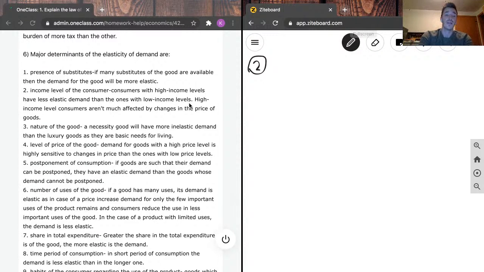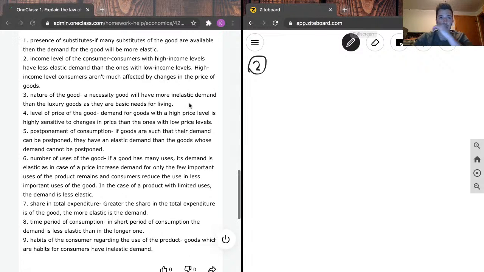They said that the major determinants of the elasticity of demand are, first, the presence of substitutes. If many substitutes of the good are available, then the demand for the good will be more elastic. Two, the income level of the consumer. Consumers with high income levels have less elastic demand than the ones with low income levels. High income level consumers aren't much affected by changes in the price of goods.